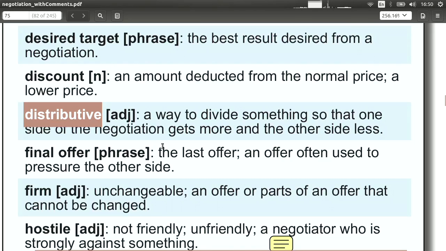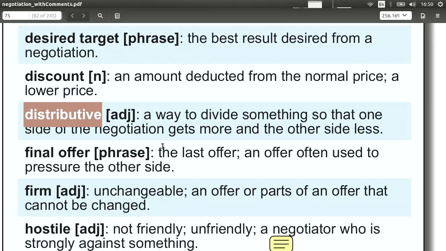Distributive. Distributive, of course, is key to this chapter. Distributive meaning how do you divide up something? How do you divide up the pie? How do you divide it up? And in this case, distributive meaning if one side gets some more, the other side loses that more. So as one side wins something, the other side loses something.